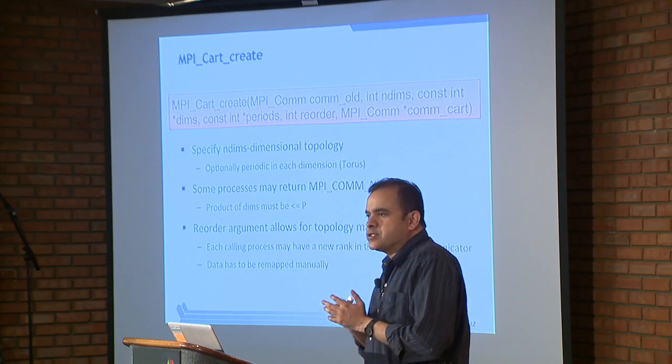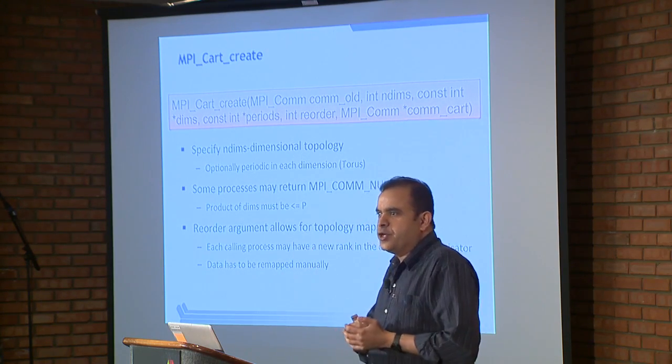But the only advantage in that case is you get the other convenience functions for knowing who your neighbors are, and we'll see what those functions are. There is no performance improvement because the reordering has not happened, but you don't need to move the data either. So if you have generated data and you don't want to move it around, don't reorder here and get the convenience of the Cartesian. But in general, you want to pass reorder equal to 1, so yes, reorder.